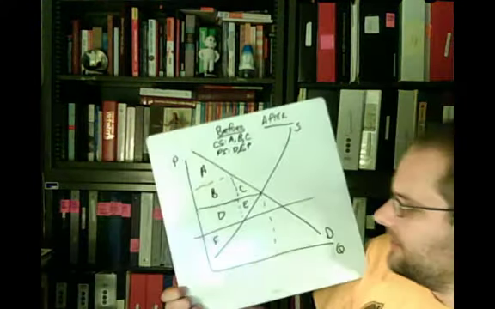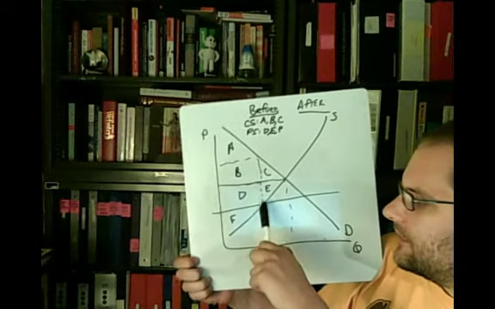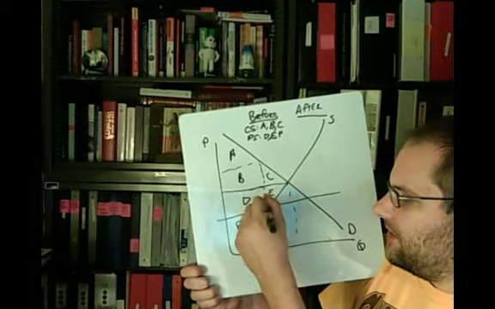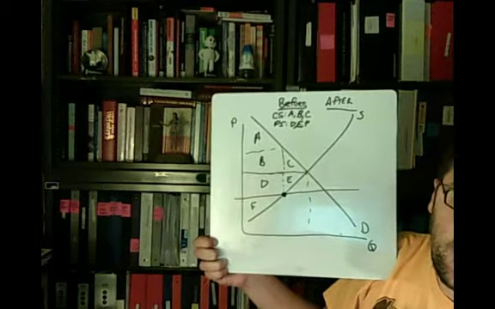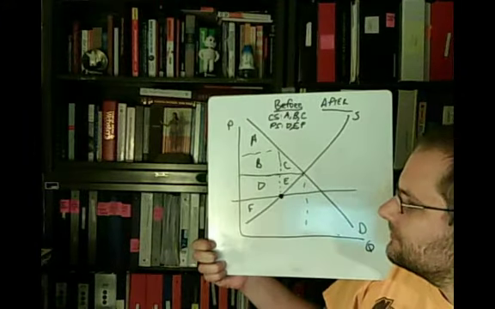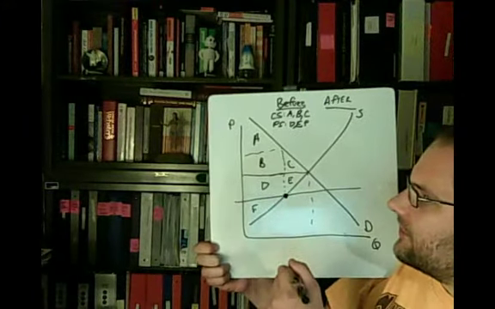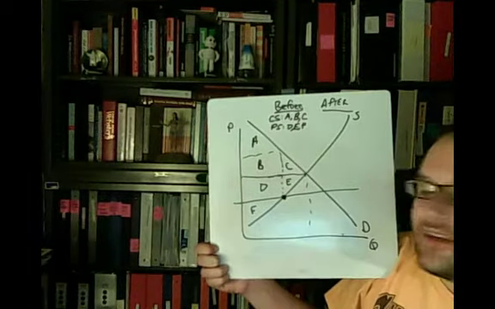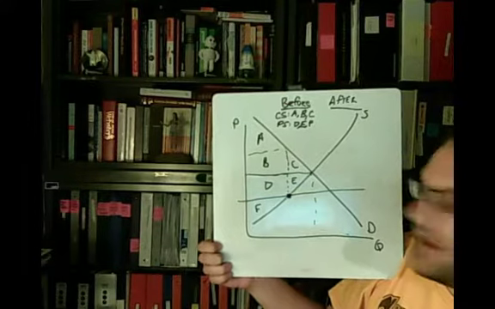Now what about afterwards? After the law was passed, this is now where the price is. Notice here, only this amount is going to be actually supplied by the gas stations. So what does that mean? That means that the consumer surplus is now going to be areas A, B, and D.